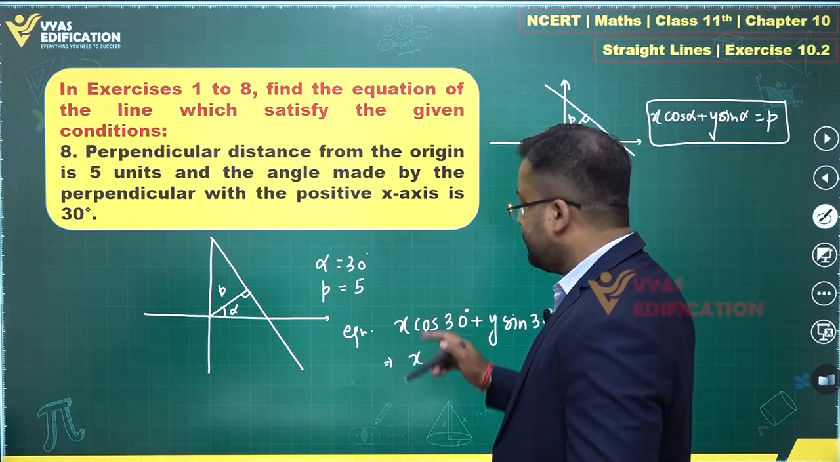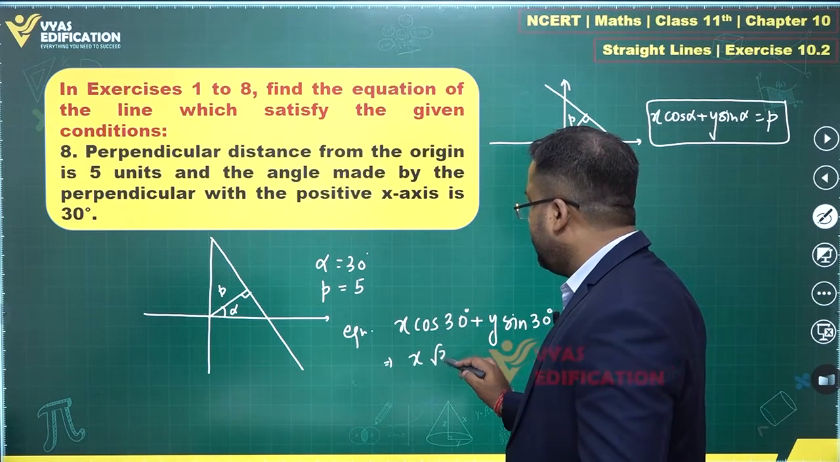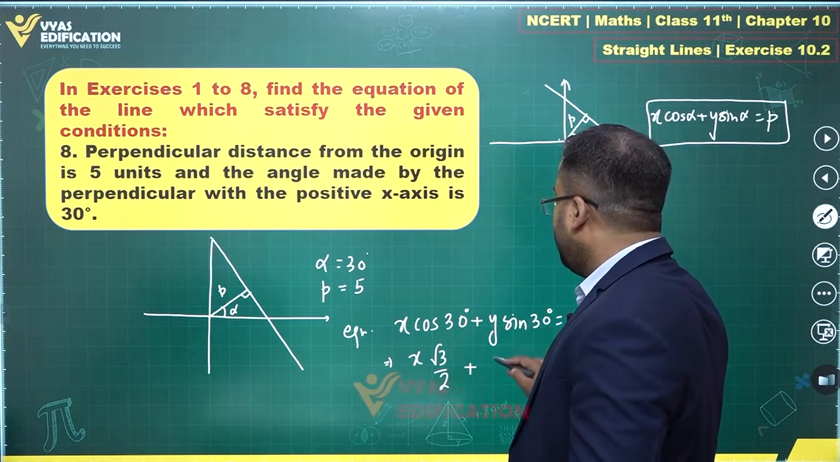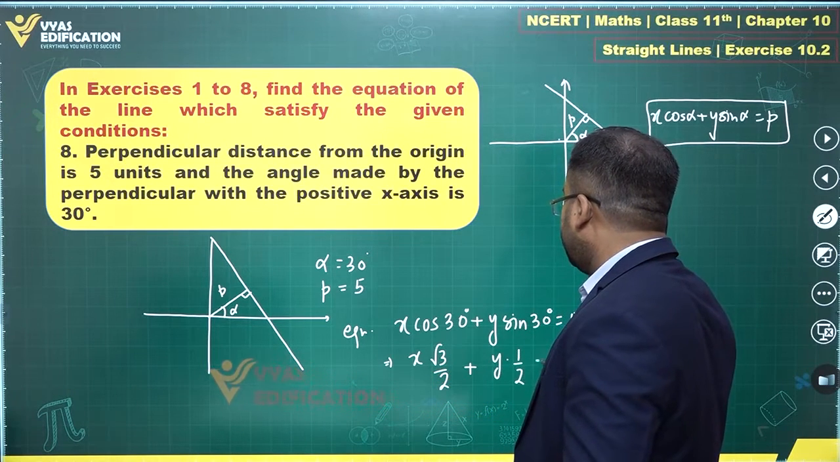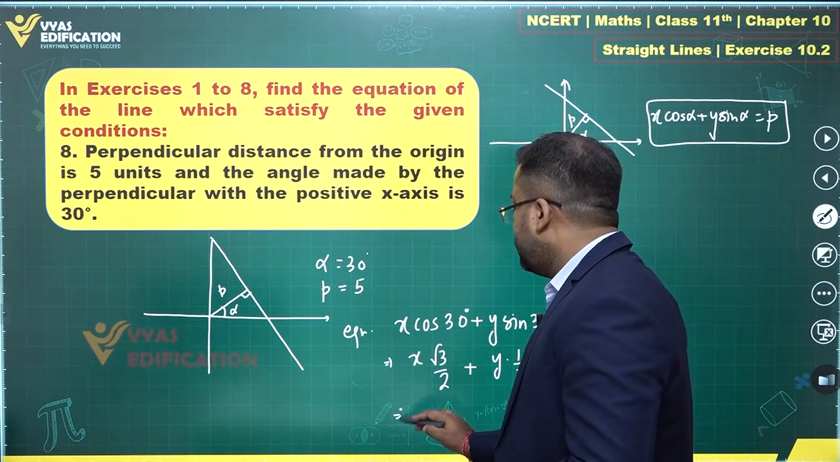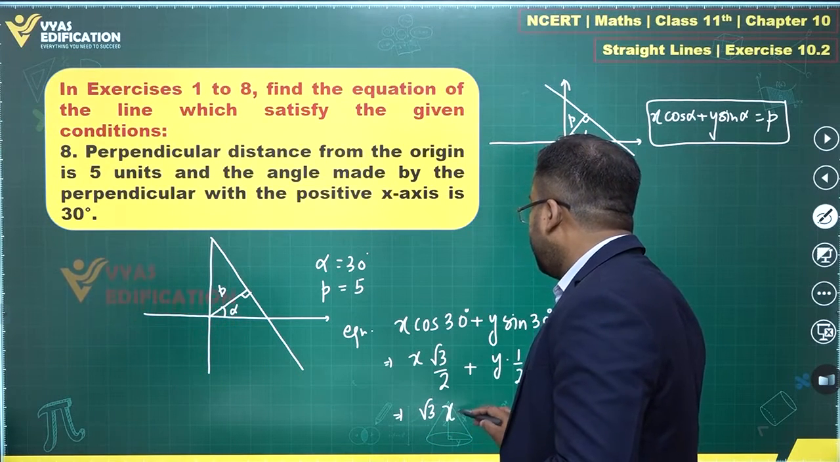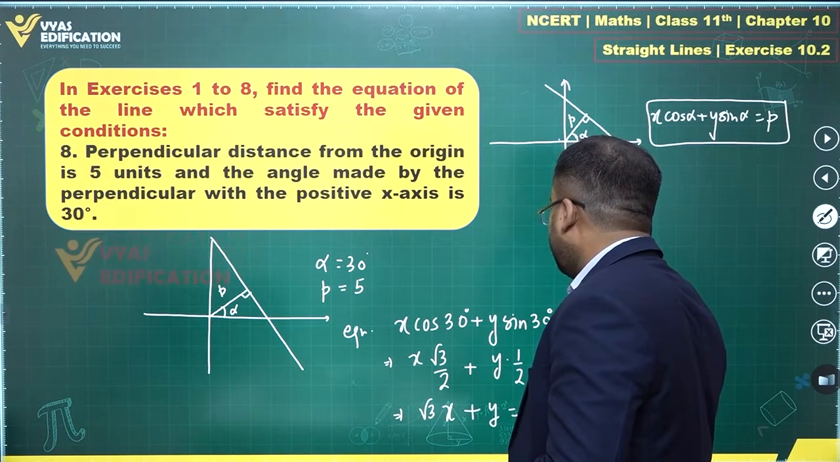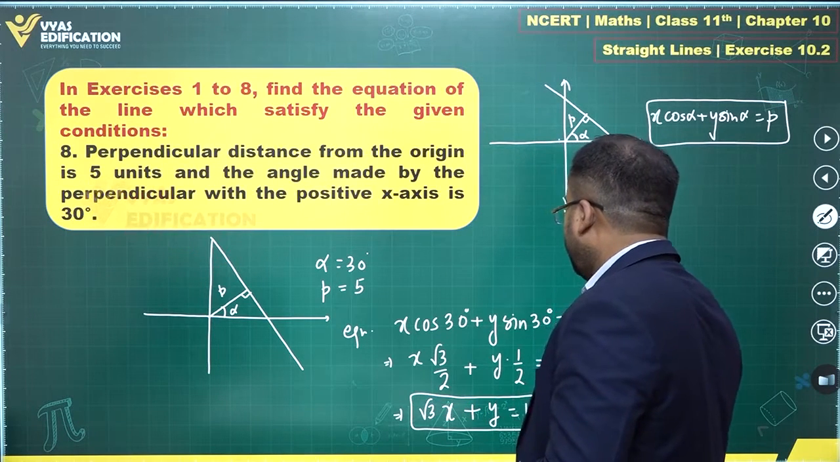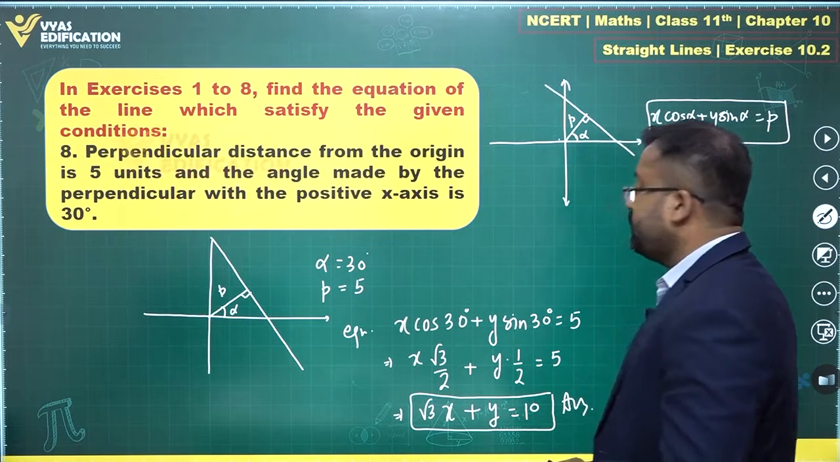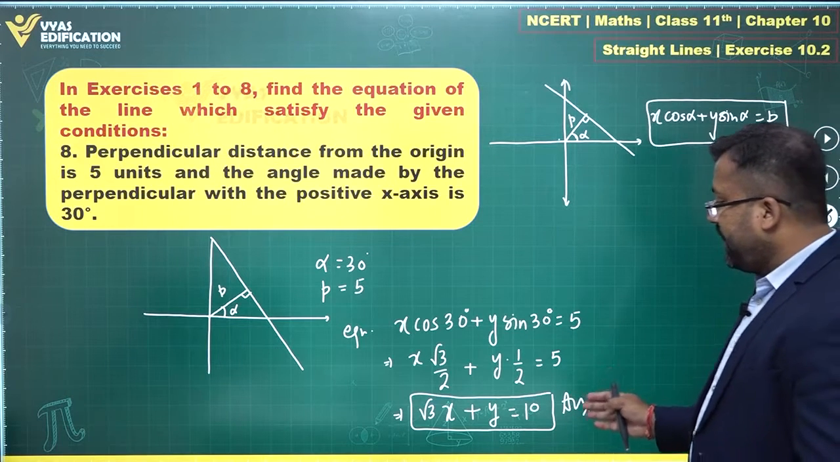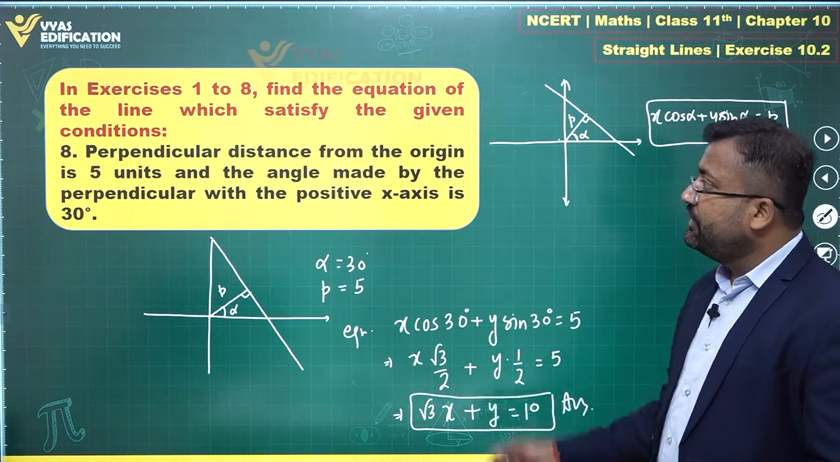This is equal to x cos 30 degrees, which is root 3 by 2, plus y times 1 by 2, equal to 5. What is that? Root 3 x plus y is equal to 10. This is the final answer for this question over here. Root 3x plus y equals 10 is the answer for this question.